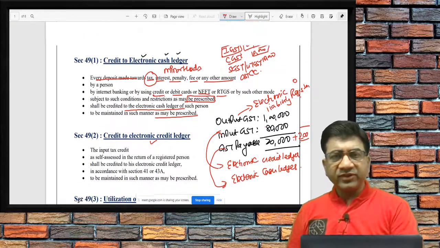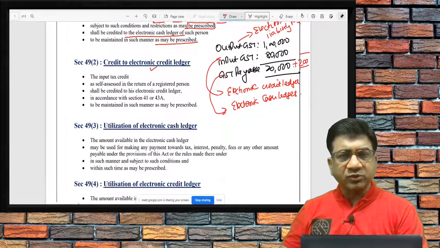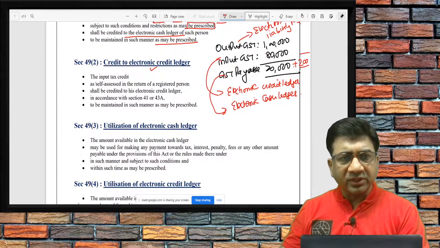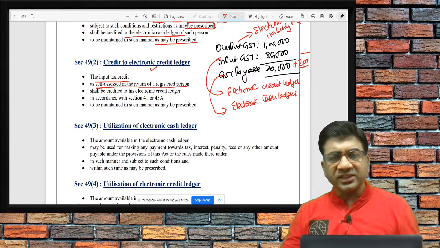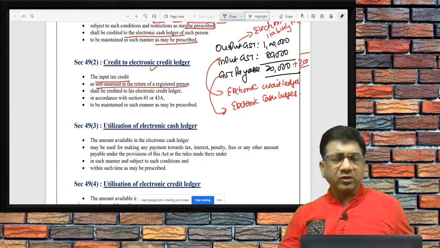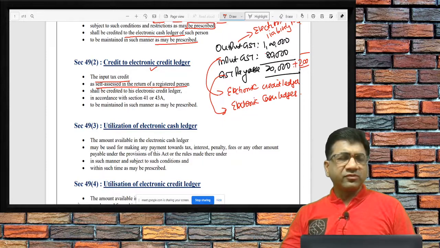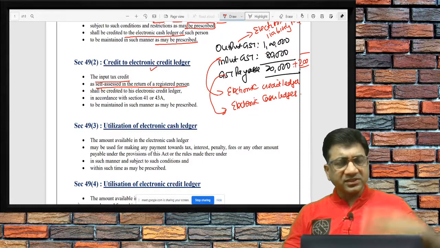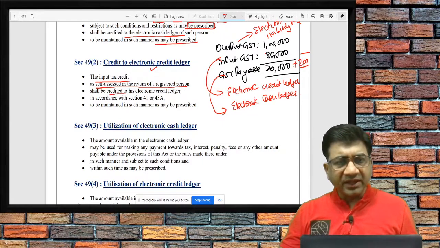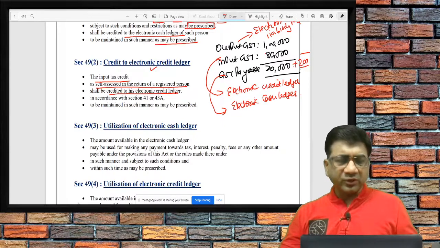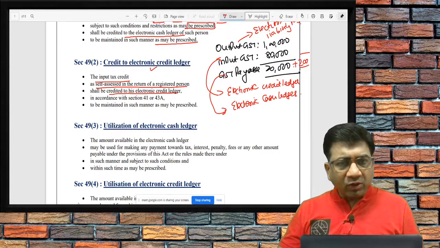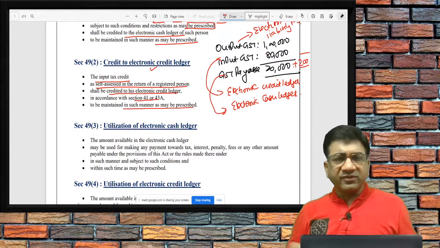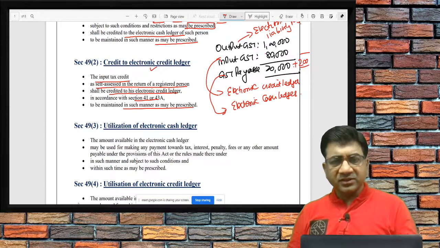So we have done subsection 1. Subsection 2 says credit to the electronic credit ledger. The input tax credit self-assessed in the return, when you file your GSTR 3B and the other person also files GSTR 1, all these things get auto-populated, shall be credited to the electronic credit ledger. You obviously purchase and put it in the invoices in accordance with section 41(3) as may be maintained. So your input tax credit will be reflected in the electronic credit ledger.